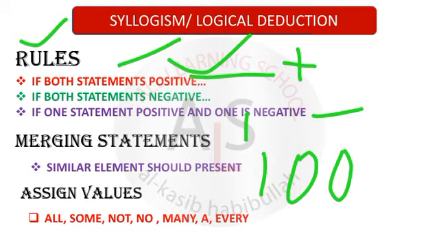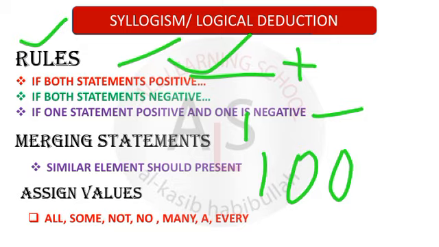Let me repeat once all these rules. First rule is to look at the statement, whether the statement is positive or negative. If both statements are positive, conclusion will be positive. If one statement is positive, other statement is negative, the conclusion will be negative. If both statements are negative, there will be no conclusion for such statements. Now the second rule is merging of statements. Merging of statements requires common words that have income of 100 at least once. 100 income should be present at least once. And the third rule is to assign the income to words like some, not, all, no, many, every, are.